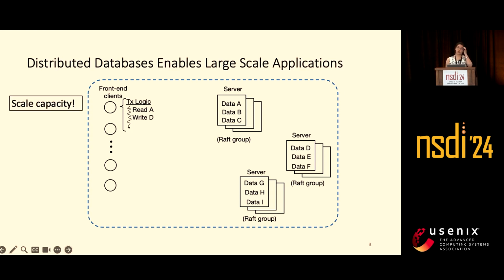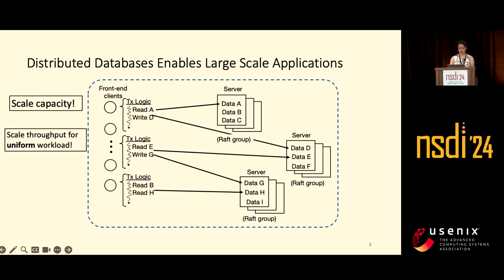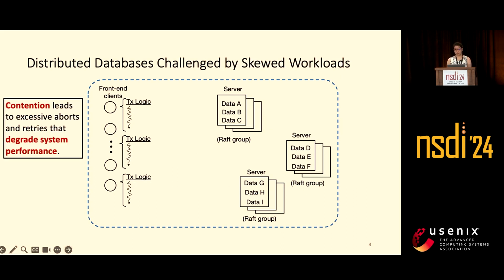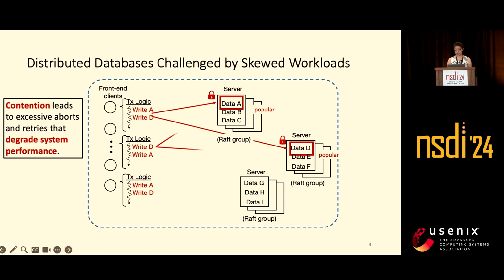Distributed databases enable large-scale applications by scaling capacity way beyond what can fit on a single machine. And when the workload is uniformly distributed, they also scale up throughput. So distributed databases are really great, but they're challenged by skewed workloads, where most transactions access a small subset of hot data. Skewed workloads are prevalent in the real world, for example, in Twitter's Twemcache or in Facebook's Tao. They hurt performance because they lead to contention, where transactions repeatedly abort and retry on hot data, leading to lower throughput and higher latency.